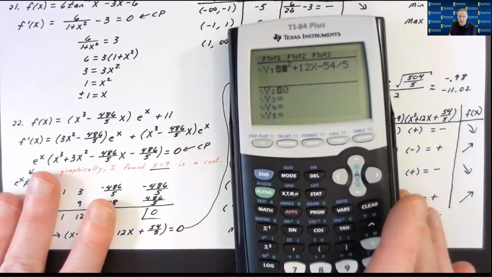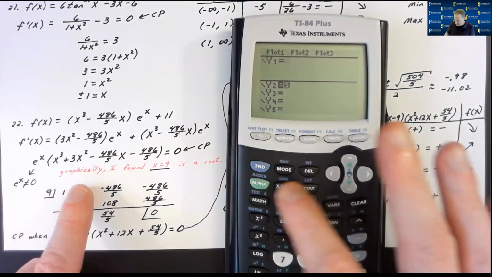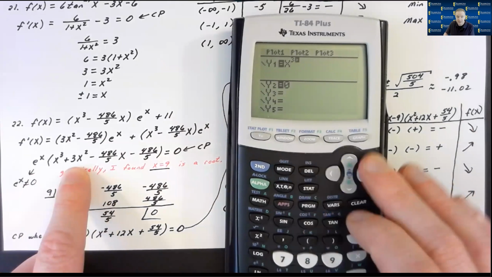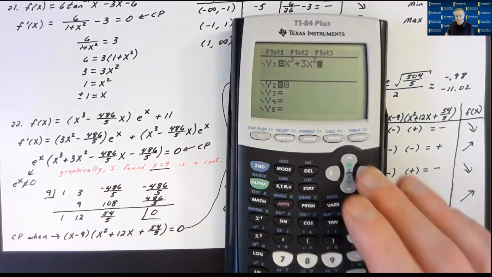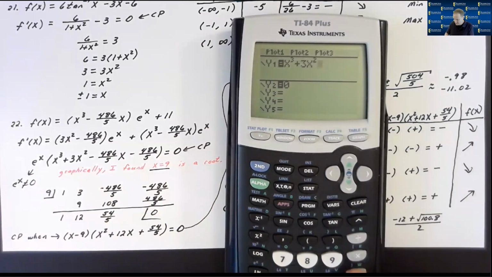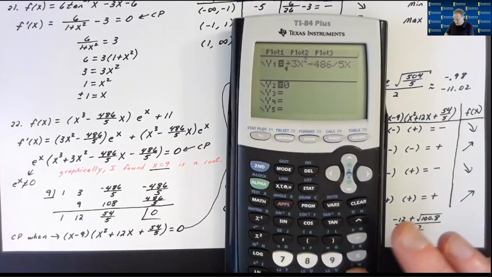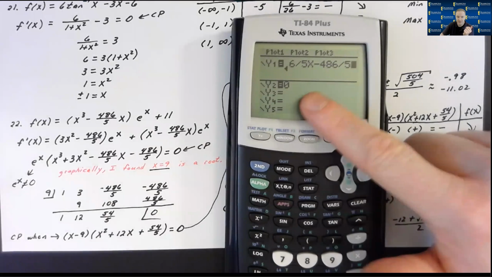I'll go ahead and show you here graphically. I went in here and I took my function, x to the third plus 3x to the second minus 486 over 5 x, and then minus 486 over 5. Now, I made the assumption that it most likely has some x-intercepts between -10 and 10.